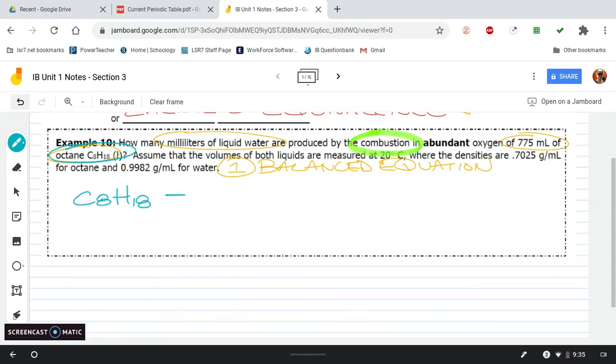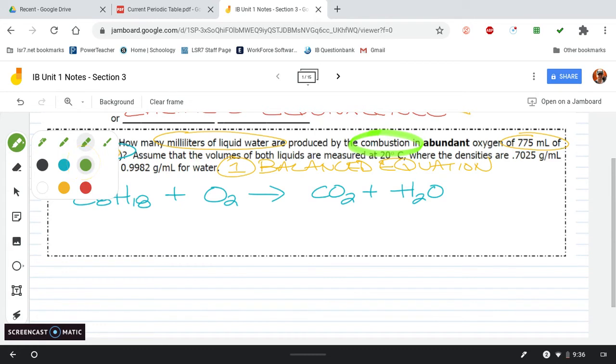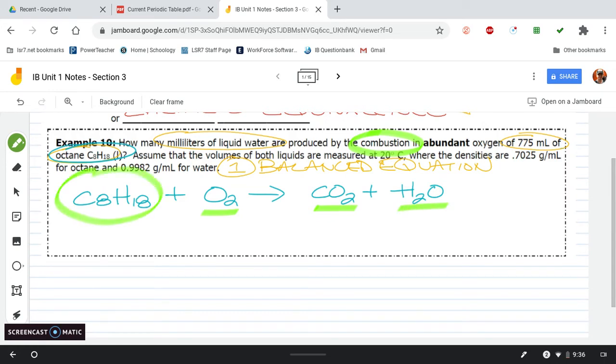C8H18. And now combustion. Hopefully you either looked it up or you remember from last year, but combustion is when you take a fuel, we got our fuel, and you add oxygen, and then that fuel combusts and it's going to create carbon dioxide and water. There are 3 pieces of every combustion problem that are identical, and those are the oxygen, the carbon dioxide, and the water. The only thing that changes is the fuel source.